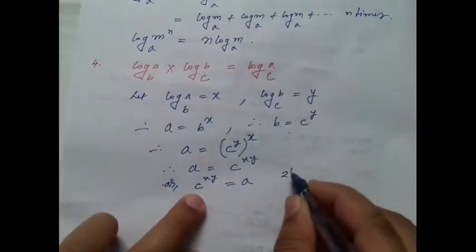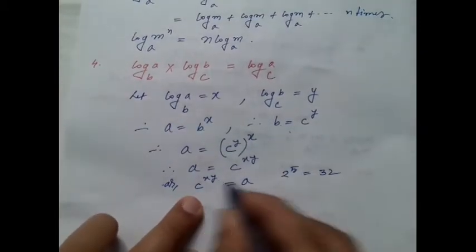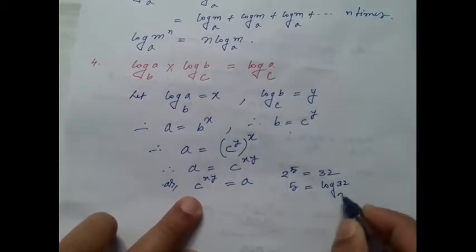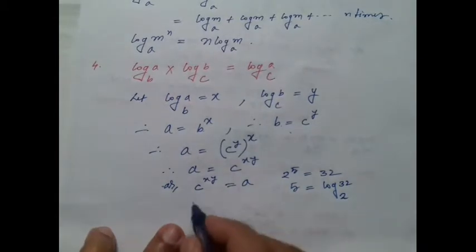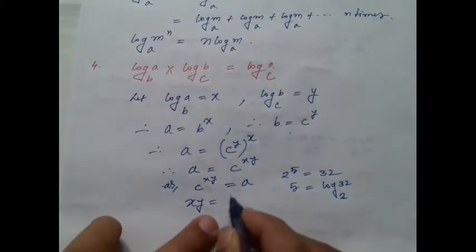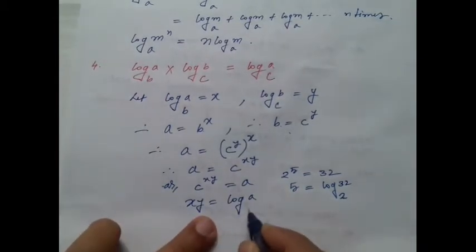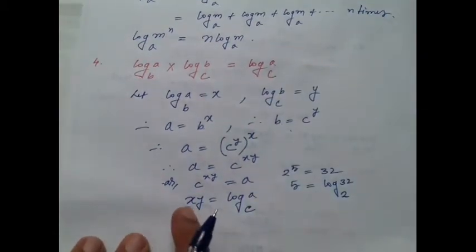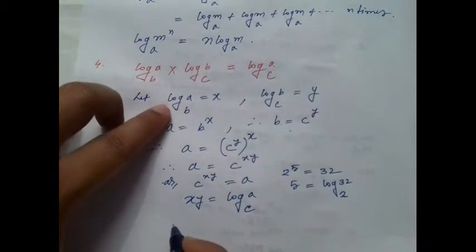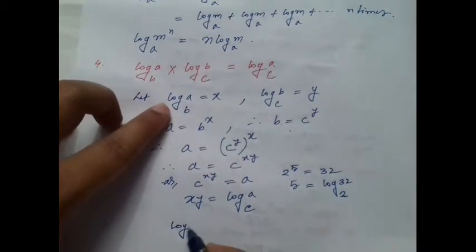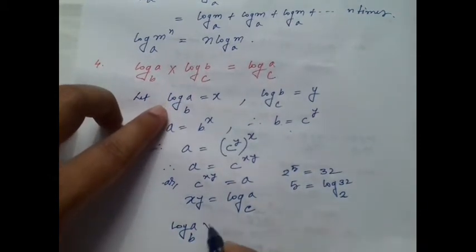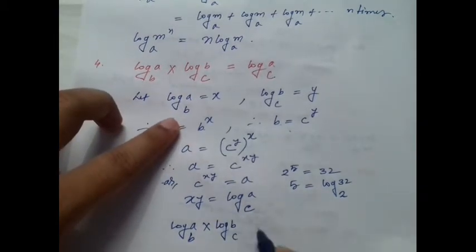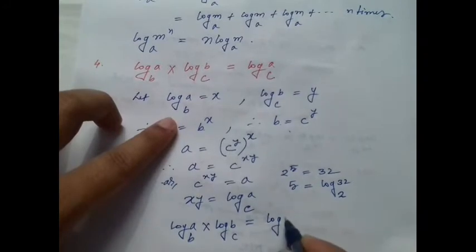Okay, like that time we got 2 to the power 5 equals 32, so we have written the power equals log 32, and the base comes here, 2. So also xy equals log a to the base c, we got the right side. Now we have to just put the value of x and y. X we have taken log a to the base b, and y means log b to the base c.